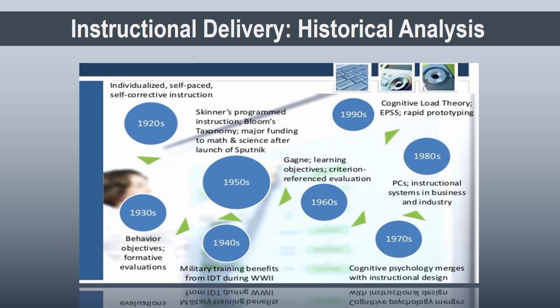In the 1970s, cognitive psychology merged with instructional design. In the 80s, personal computers and instructional systems in business and industries came into the picture. Now, in the 90s, people are talking about cognitive load theories, rapid prototyping and many more things. So, this is the history of how instructional delivery has evolved over the period of time depending upon the needs of that particular time.